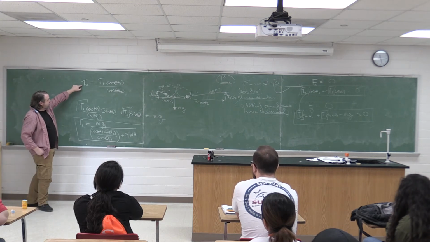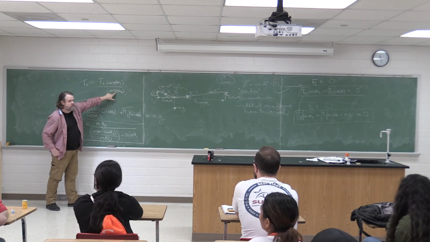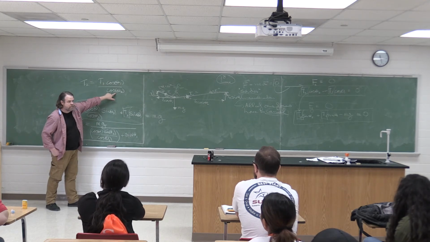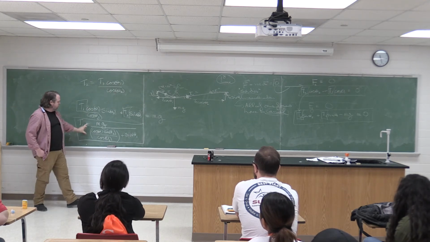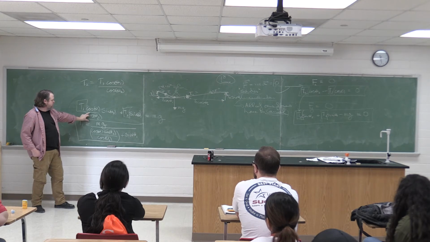This says T2 is T1 times cos theta 1 divided by cos theta 2. If I multiply this expression by cos theta 1 over cos theta 2, I'm going to move it down to the denominator. If I move it down to the denominator, it's cos theta 2 over cos theta 1.